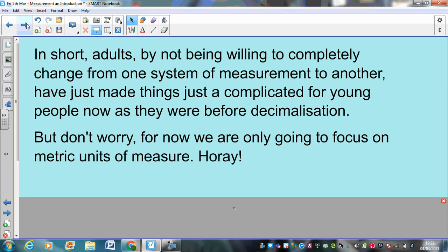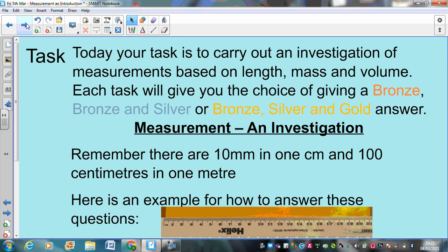Okay, so on for today's task. Today your task is to carry out an investigation of measurements based on length, mass or weight and volume. Each task will give you the choice of being bronze or bronze and silver or bronze, silver and gold.